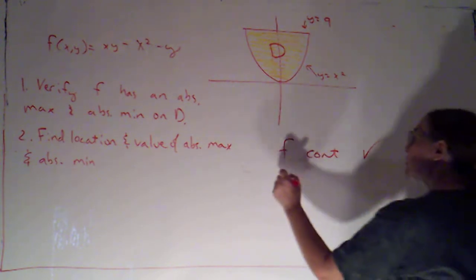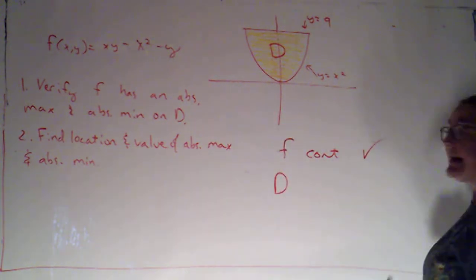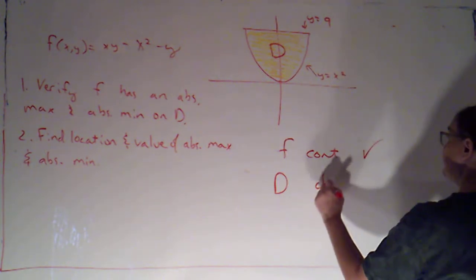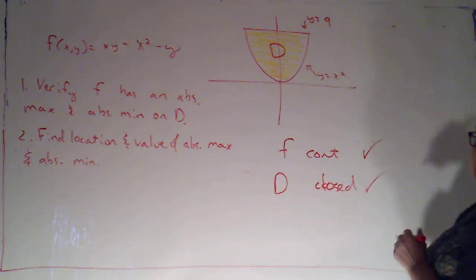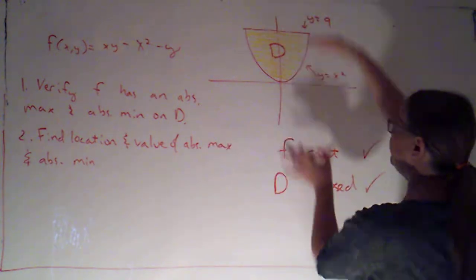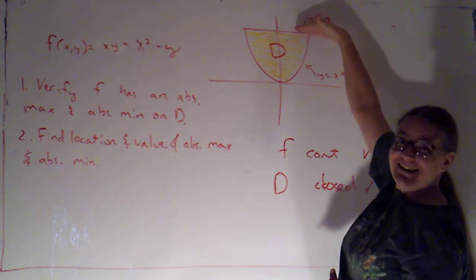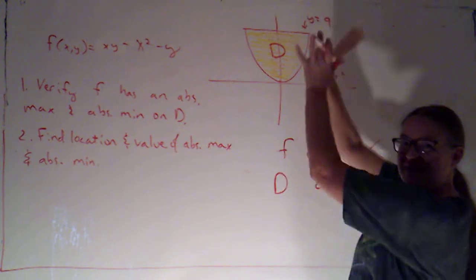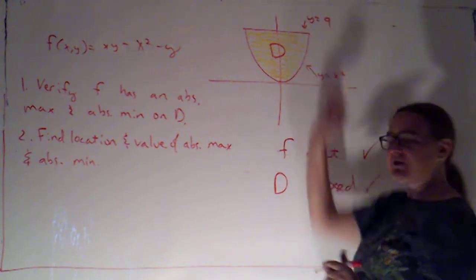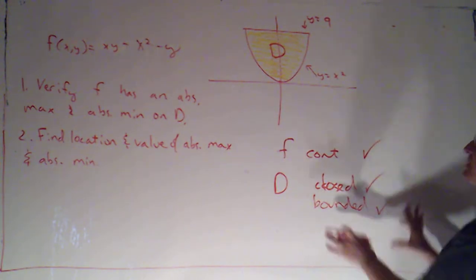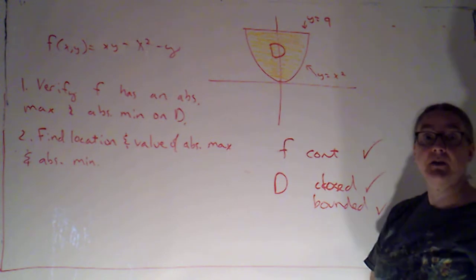Okay. Then there are two criteria for D. It has to be closed. Well, I just stated that we were including the boundary. And it has to be bounded. It doesn't go off to infinity in any direction. So it was important that I put this cap on the parabola. I couldn't just say everything above the parabola because that would have gone off to infinity. So it is closed and bounded, so the extreme value theorem applies.